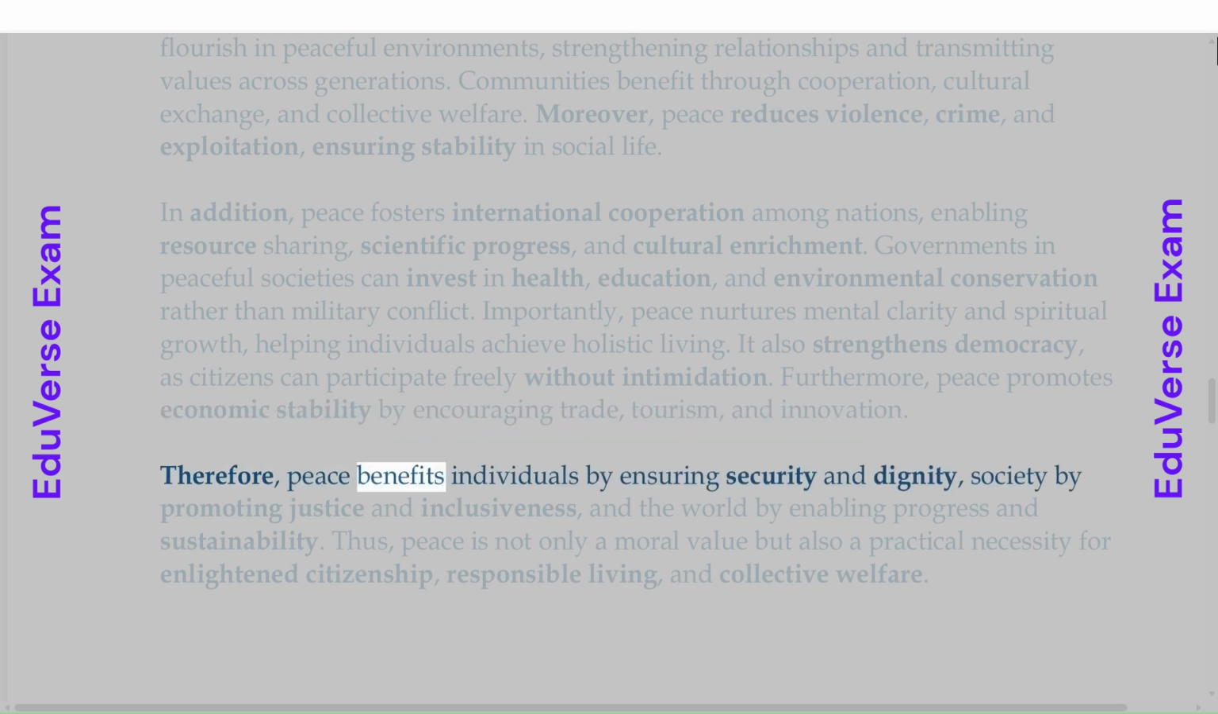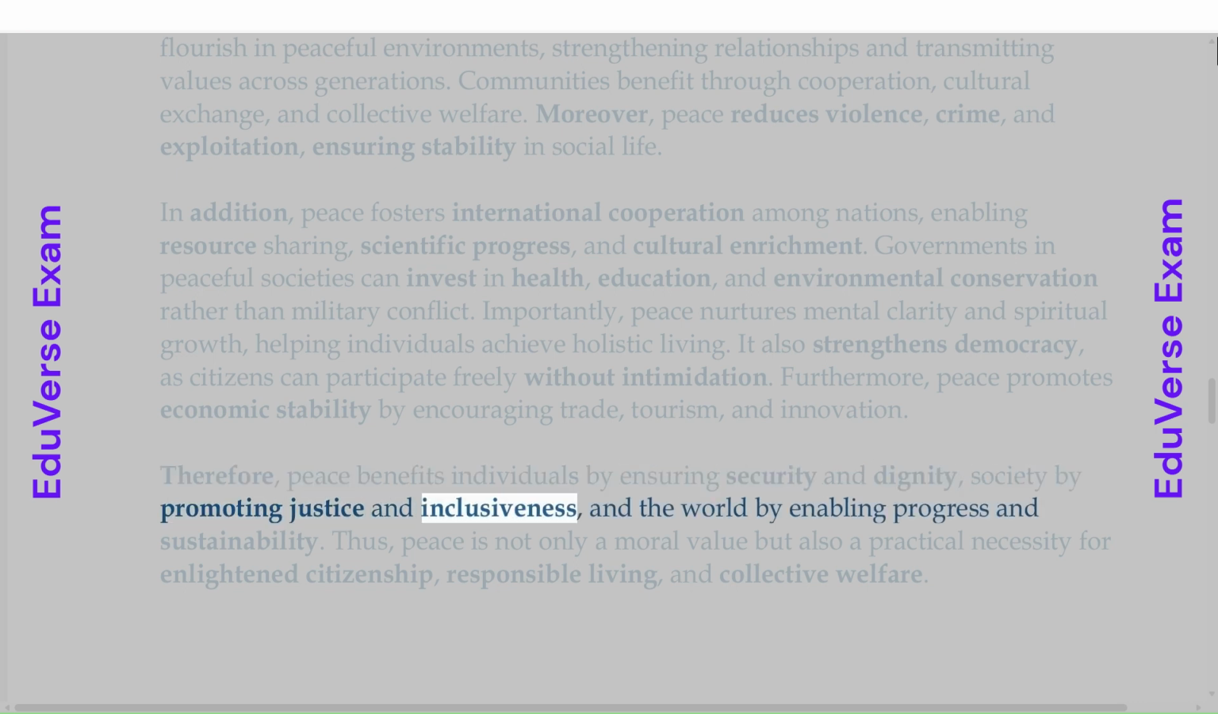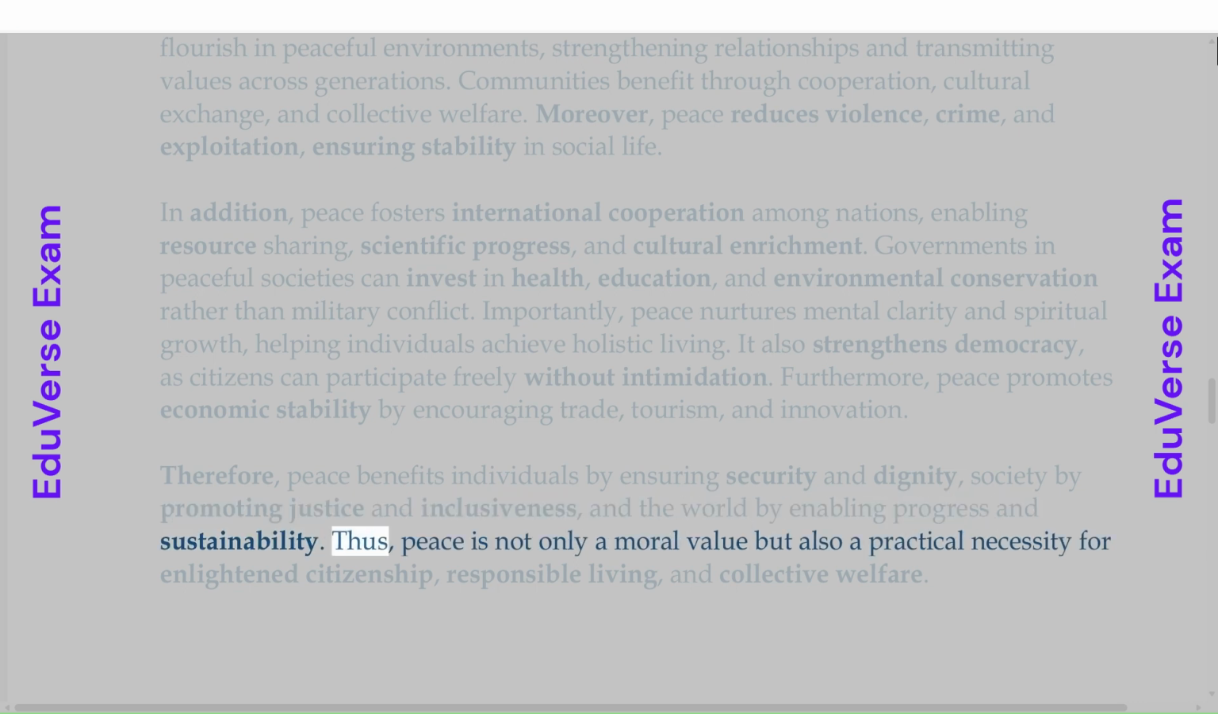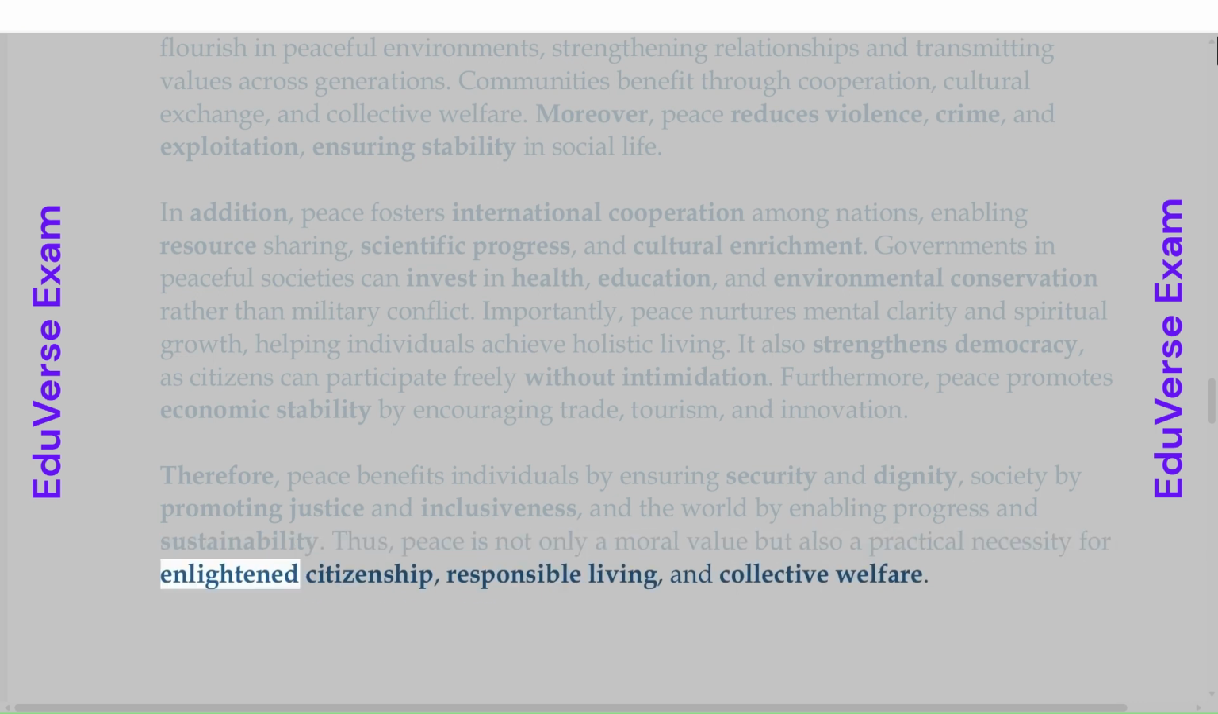Therefore, peace benefits individuals by ensuring security and dignity, society by promoting justice and inclusiveness, and the world by enabling progress and sustainability. Thus, peace is not only a moral value but also a practical necessity for enlightened citizenship, responsible living, and collective welfare.